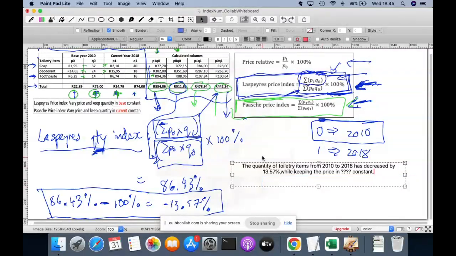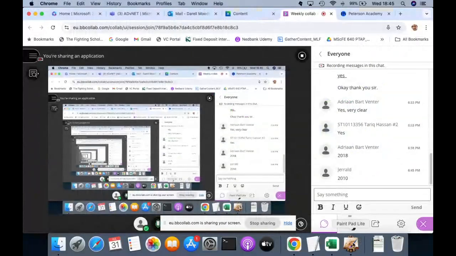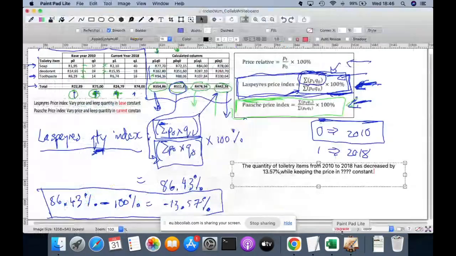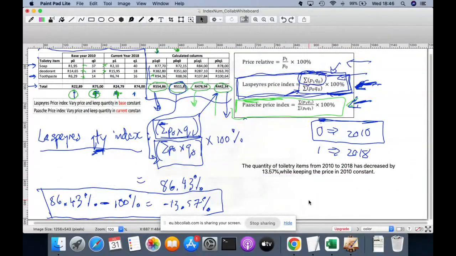Anyone want to give it a shot? Just look at the equation. Good. Very good. Excellent. Fantastic. All right. Does that make sense? That's how you'd interpret it. Full marks. And that is index numbers from my side.